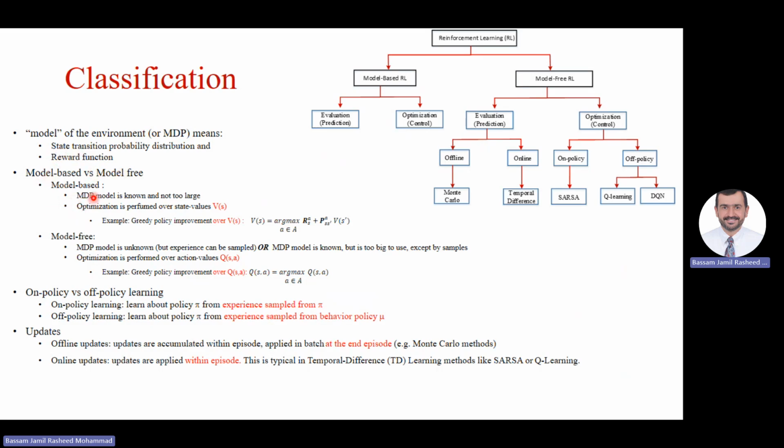As we have established what model-based and model-free are, let's talk about on-policy versus off-policy. This is really the main thing which differentiates the optimization techniques. It really depends on whether we learn about a policy from experience sampled from the same policy, or from experience sampled by a behavioral policy mu. If we are learning from the same policy, then this is on-policy. If we are learning from a behavior policy, which is different from the target policy, then it becomes off-policy.